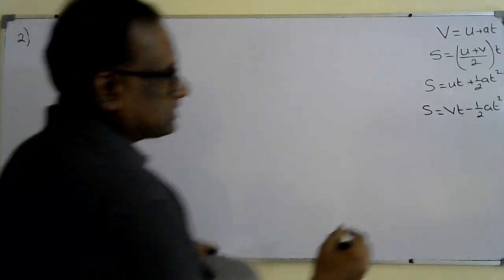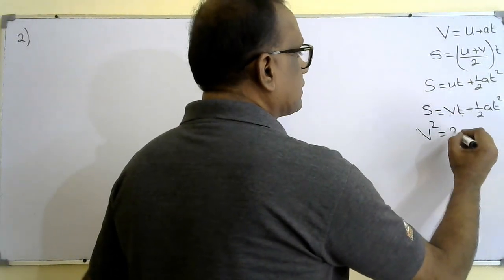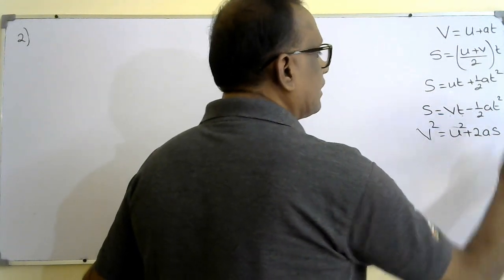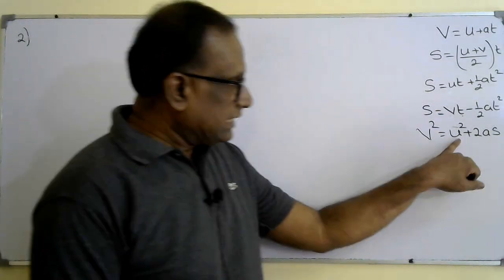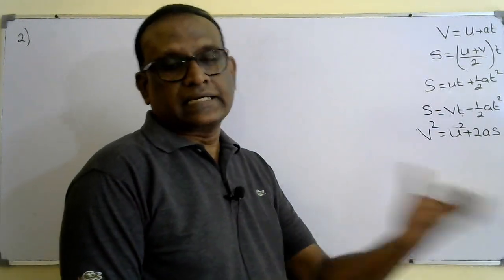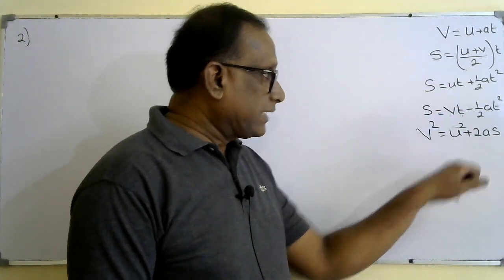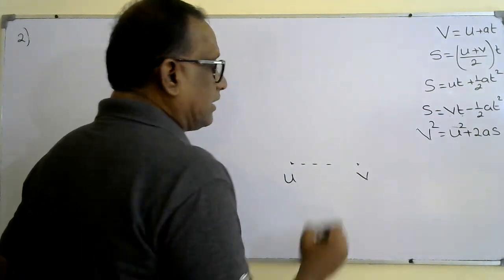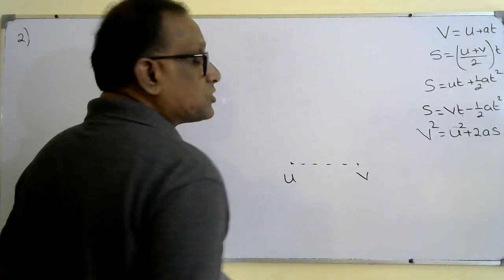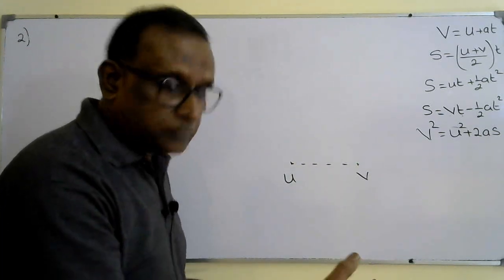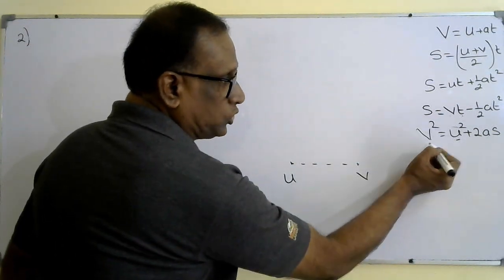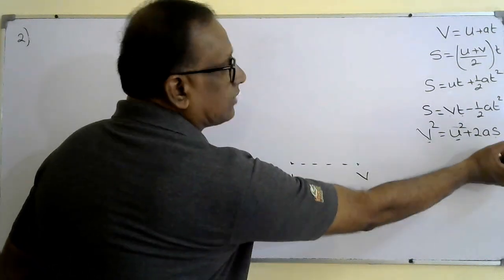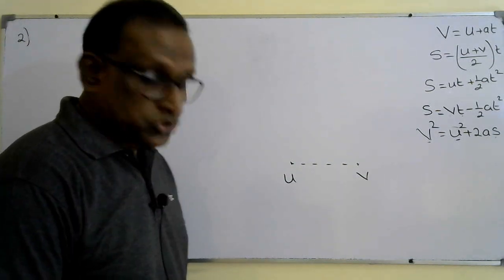So there's another equation, v squared equals u squared plus 2as. That is easy to interpret. At a particular instant the velocity is u, later the velocity is v, and it has uniform acceleration a. So the displacement of the object when the velocity changes from u to v is s, which is given by v squared equals u squared plus 2as.